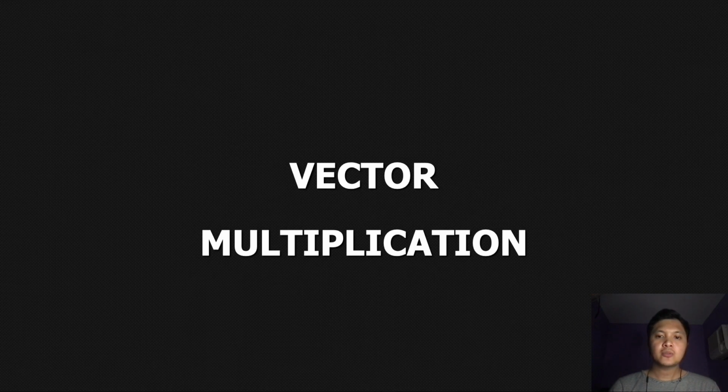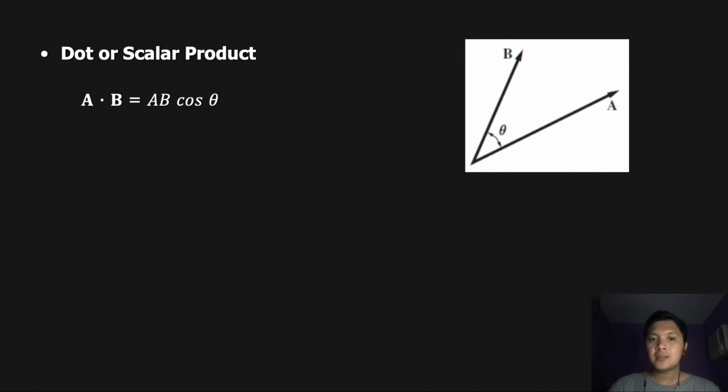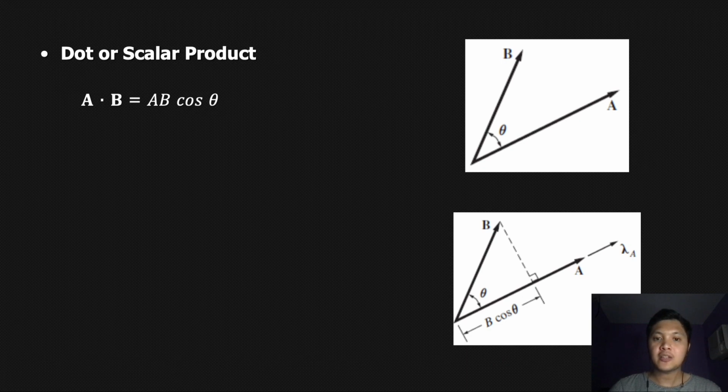Now let's go to multiplication of vectors. There are two ways to multiply vectors, and the first one is the dot or scalar product, which is defined as a dot b is equal to ab multiplied with the cosine of theta. Given these two vectors a and b, and theta as the angle between them, in getting the dot or scalar product, we multiply a with b cosine theta.